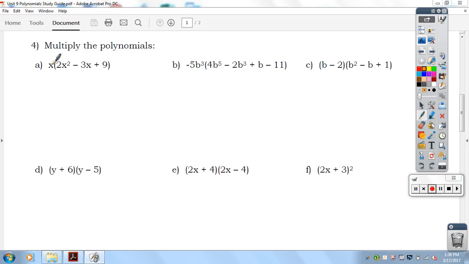This one's pretty easy. I'm just going to distribute, whoosh, whoosh, whoosh. X times 2x squared is 2x cubed. X times negative 3x is negative 3x squared. And x times 9 is 9x. There's a trinomial of degree 3.